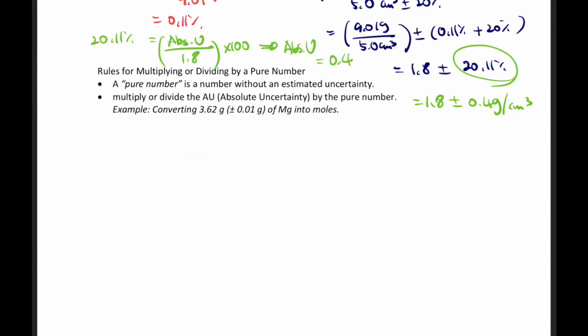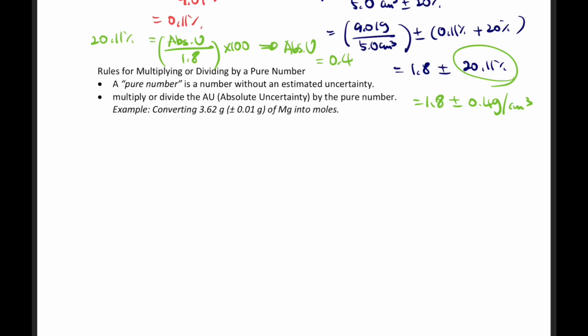Okay, then let's talk about the rules for multiplying or dividing by a pure number. A pure number is a number without an estimated uncertainty. And in order to propagate the uncertainty in this case, we have to multiply and divide the absolute uncertainty directly. So let's do an example together to figure out what that means.